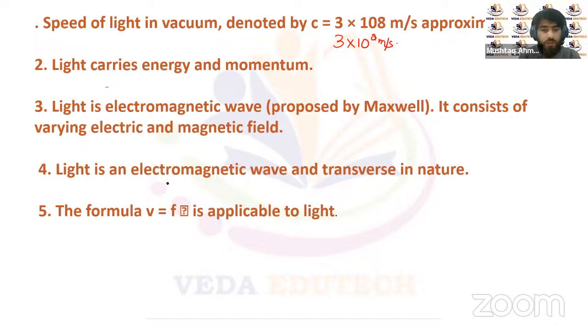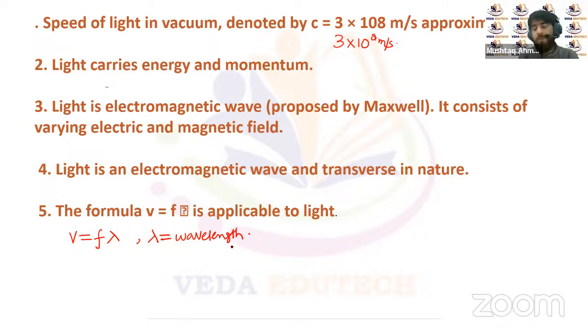The speed of light in any medium is given by the frequency of light multiplied by the wavelength lambda, where lambda is the wavelength of light. So these are the different properties of light. The first is that the speed of light is 3 × 10^8 meters per second in vacuum, and it carries energy and momentum. It consists of varying electric field and magnetic field. That's the wave nature of light.